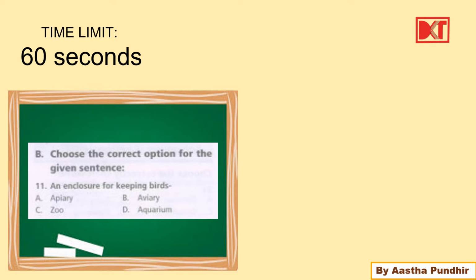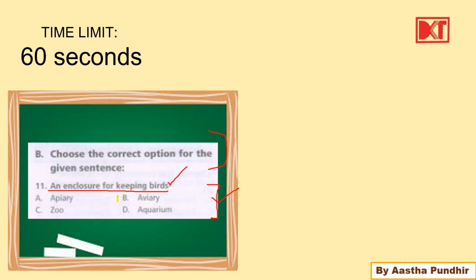Alright, so this is the next category of questions wherein what we have to do is choose the correct option for the given sentence. This is the one word substitution. We are given a phrase, a sentence, and as per this meaning, we have to choose the word from the options which means the same. Alright, let's see. This one says an enclosure for keeping birds. A. Apiary, B. Aviary, C. Zoo, D. Aquarium.